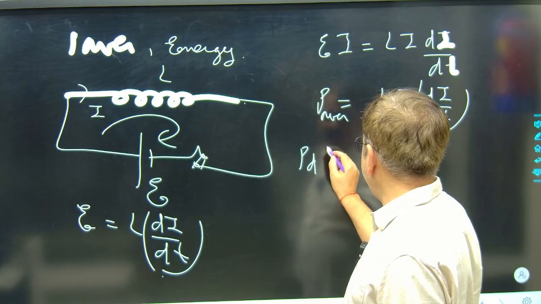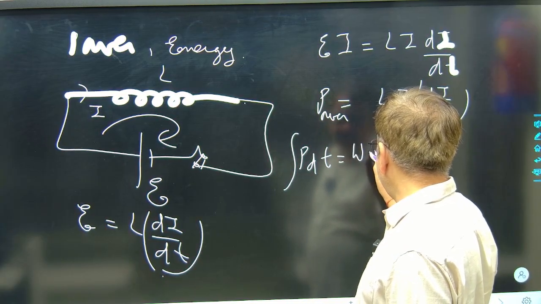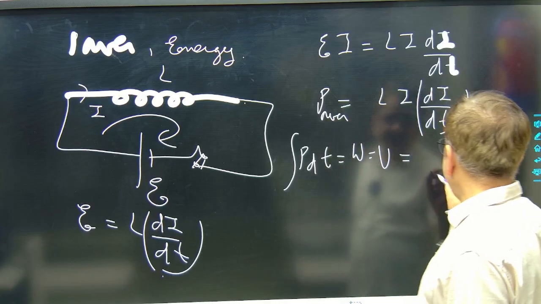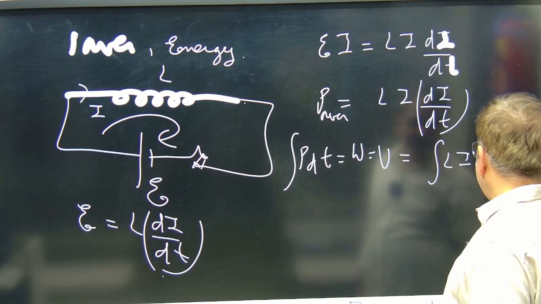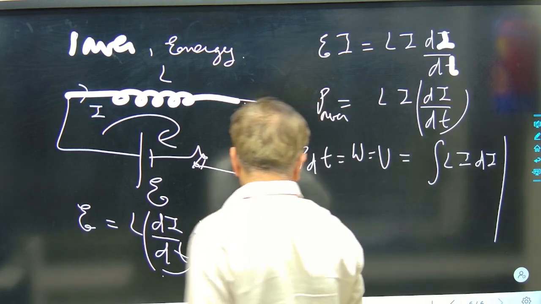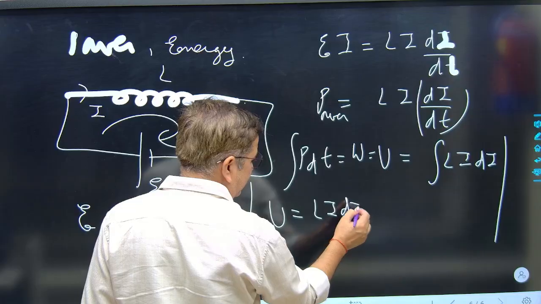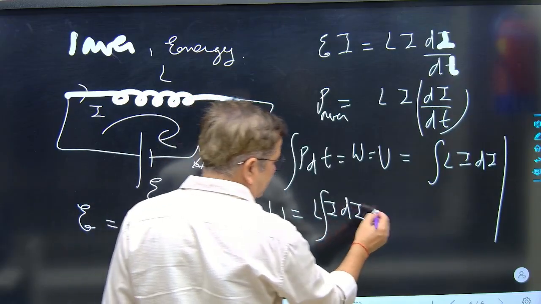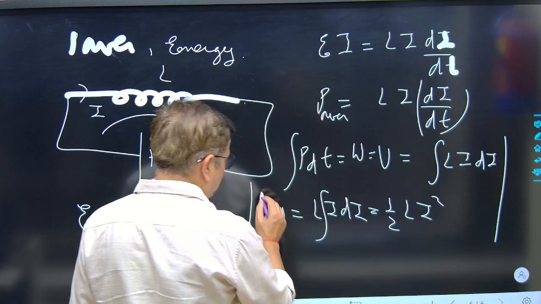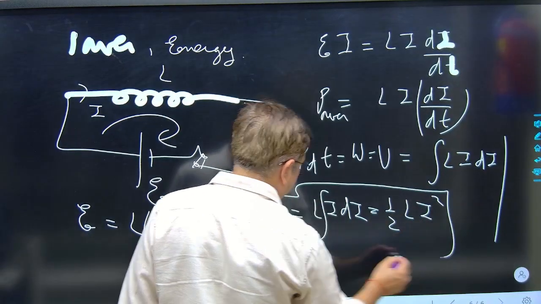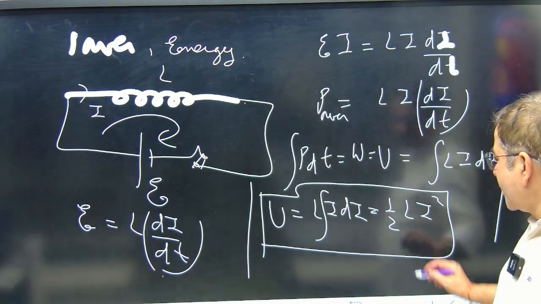Now, if I take P dt, power into time, this will be the work or energy stored here. If I integrate this, it is the integration of L i into di. So the energy stored U is equal to the integral of L i di, and if I integrate, I will get half L I square. So the total energy stored in the inductor is half L I square.